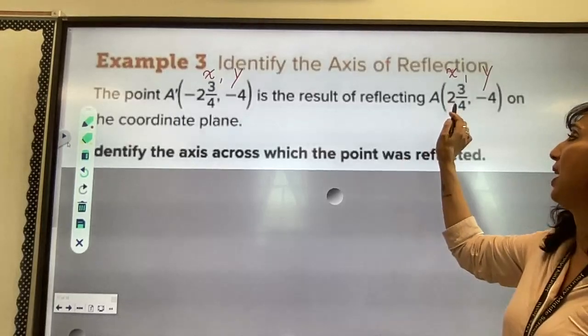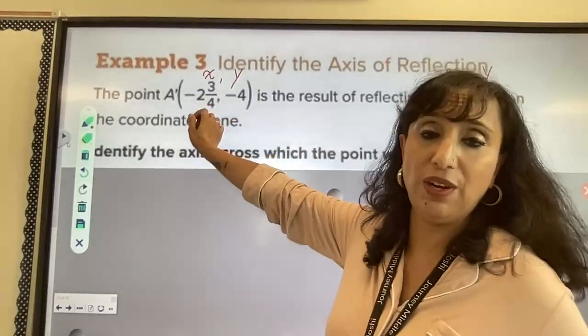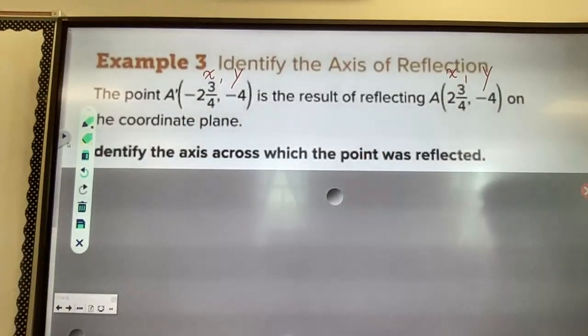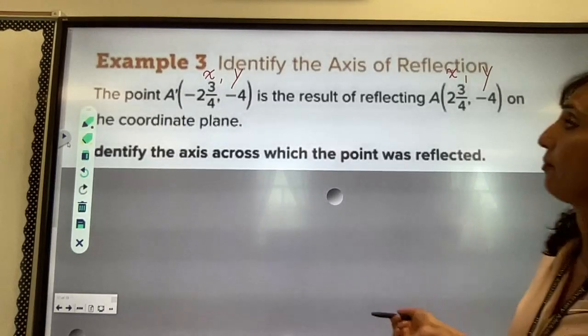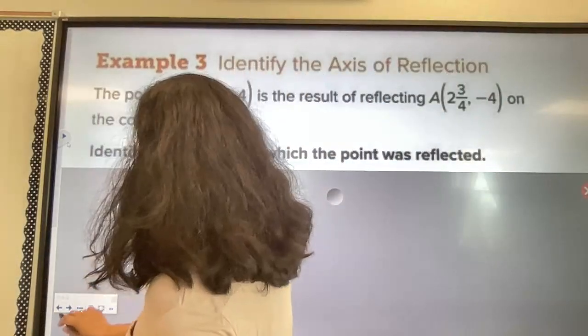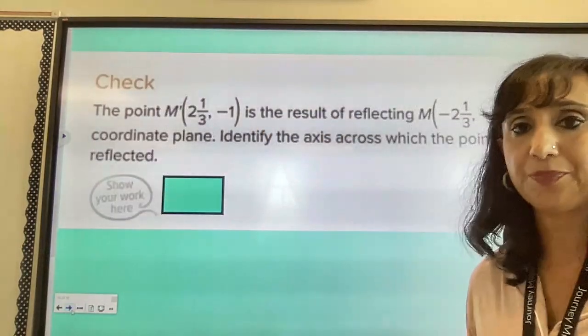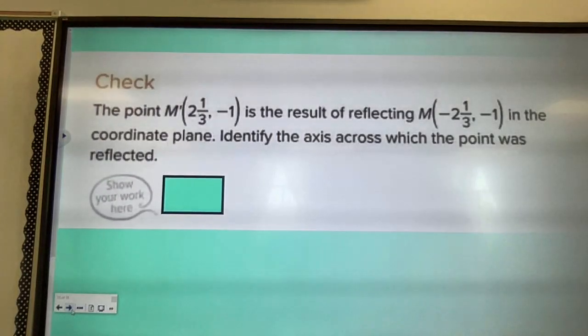And you can see that the 2 3/4 has changed to negative 2 3/4, and so therefore that x has changed. All right, so because the x coordinates are opposite and the y coordinates are the same, the point A was reflected across the y-axis. All right, and then let's just do one last point over here to identify where it is reflecting. So let's look at this one.